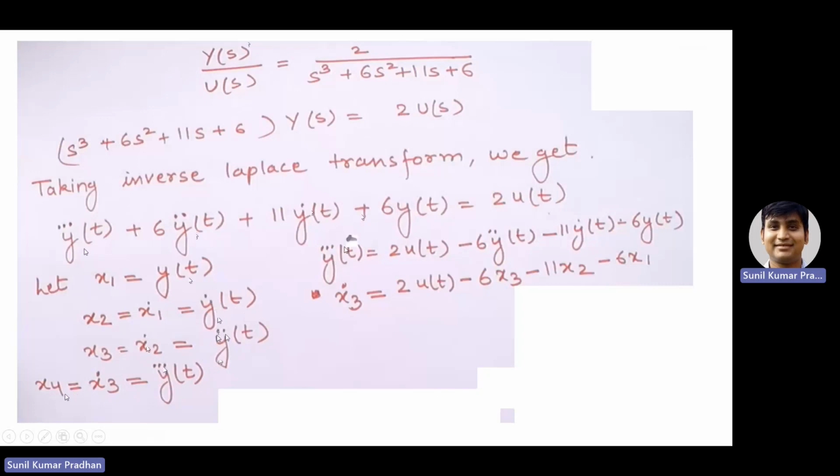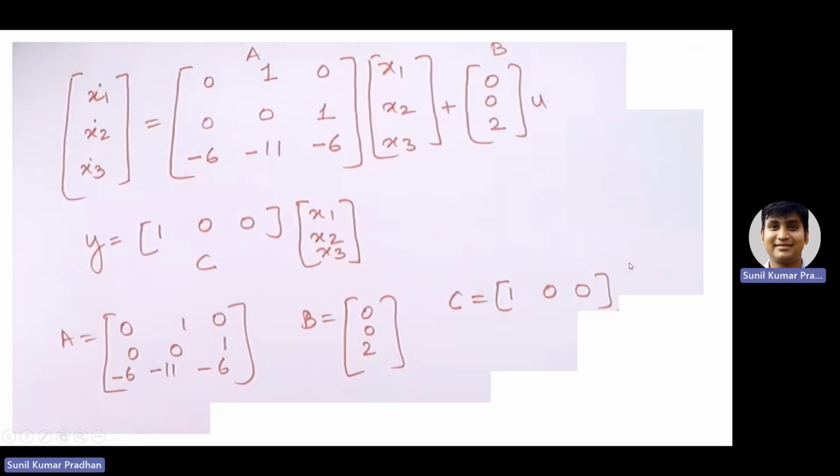So your y triple dot t will be 2 u t minus 6 y double dot t minus 11 y dot t minus 6 y t. This y triple dot t is nothing but your x3 dot. So the approximation which we take here, we just put it here, and then we can find out the matrices. This is our A matrix: 0 1 0, 0 0 1, minus 6 minus 11 minus 6. This is the B matrix: 0 0 2. C matrix is 1 0 0. So these are A, B, C.